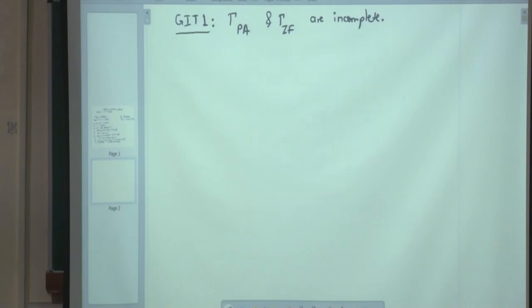Once again, let me ask you, what is the meaning of incomplete? There exists a sentence such that it can neither be proved nor be disproved. So there is no proof of that statement from gamma PA. We are only going to focus on gamma PA for most of the parts, the theory of Peano arithmetic. And there is no proof of the negation of that sentence from gamma PA.